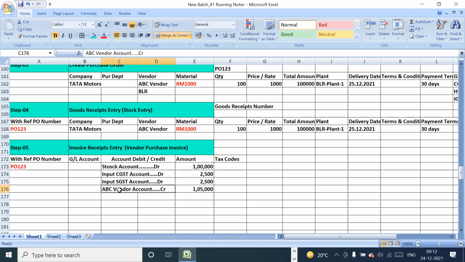And also, we understand the yesterday session, vendor, customer, asset is the subledger. The subledgers, it is going to map to what? Your main ledger is the GL account. So whether we are going to purchase from ABC vendor or the XYZ vendor, system is going to pick here one GL account, that is your sundry creditor GL or trade payable GL account. Okay.